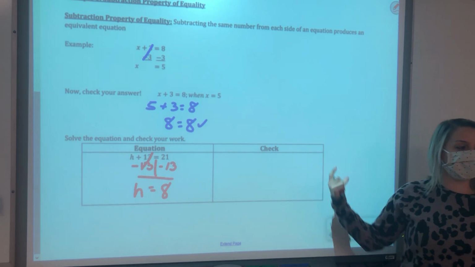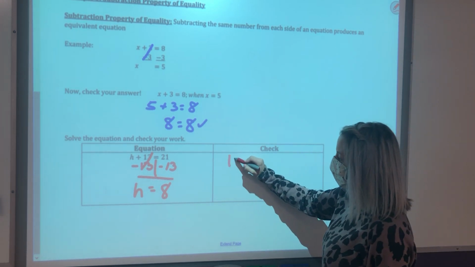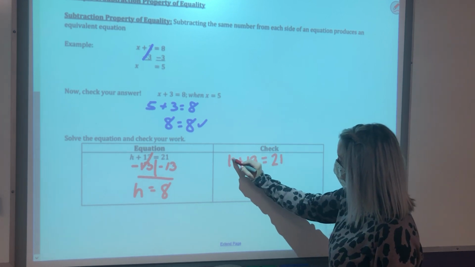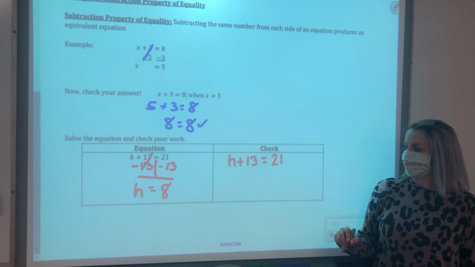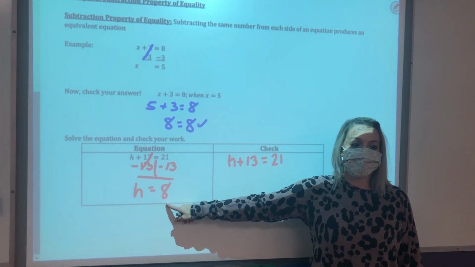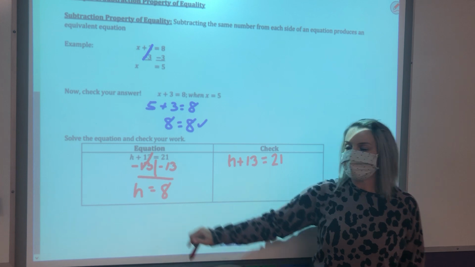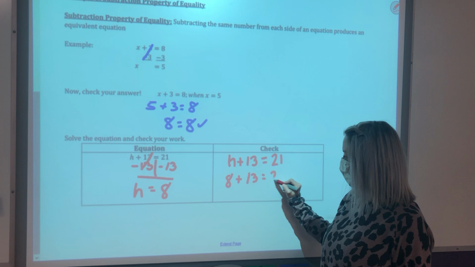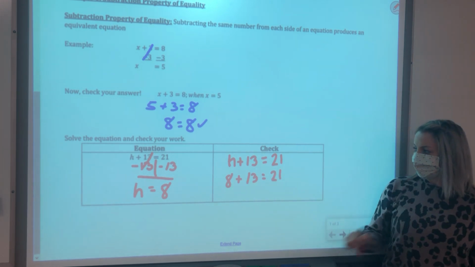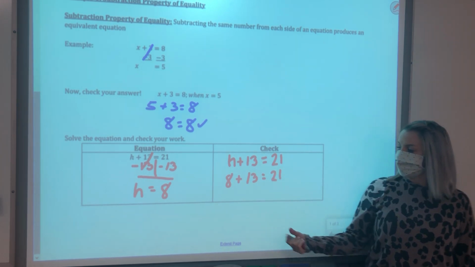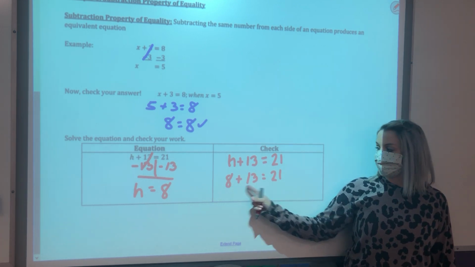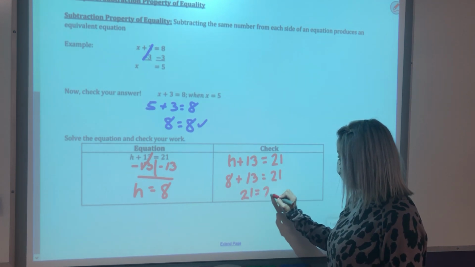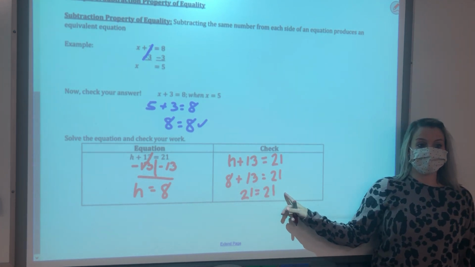Now when I check my answer, I rewrite the original equation. Then I substitute in my value for h, which is 8. Now I do the operation between 8 and 13. 8 plus 13 is 21. Does 21 equal 21?